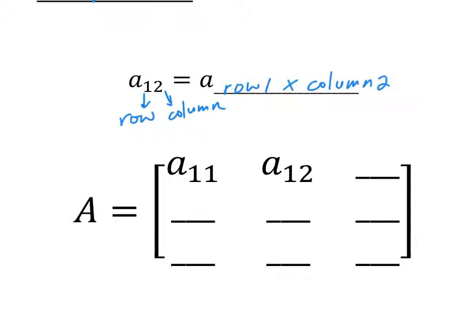For example, this matrix is a 3 by 3 matrix because it has 3 rows and 3 columns. The first number on the top left is a11. 11 means first row, first column. a12 means first row, second column. What do you think the next one is going to say? a13, because first row, third column. What about this one here? a21, second row, first column.